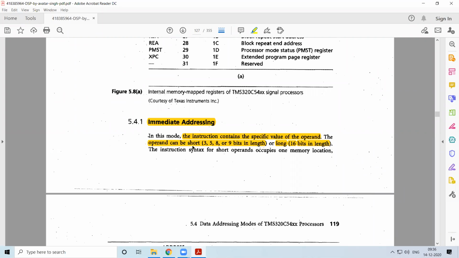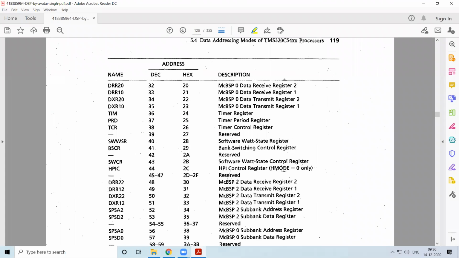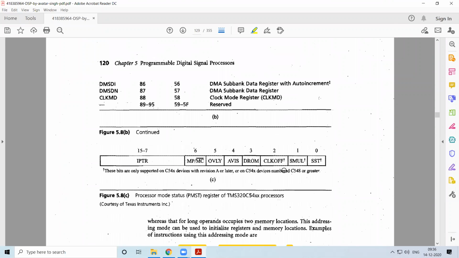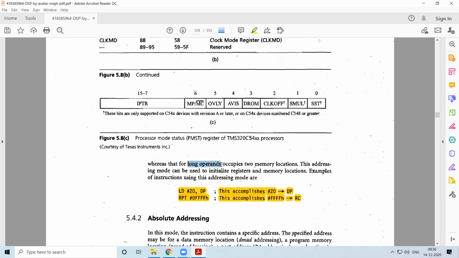If it is a short operand, it occupies only one memory location. But if it is a long operand, then it will be occupying two memory locations, which will be specified in the instruction. Okay. So the long operand occupies two memory locations.